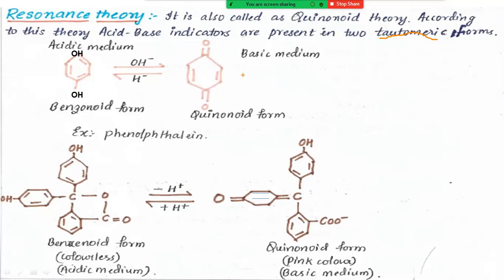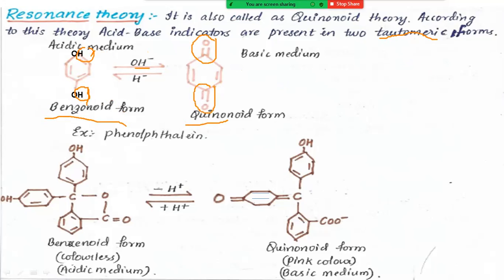Okay, so that will be explained by these tautomeric forms. For example, if you take the benzenoid form, which consists of a benzene ring and two hydroxy groups, right? When it is placed in a basic medium, what happens? These H plus ions will be separated and removed, forming a quinoid form which contains a keto functional group, right?